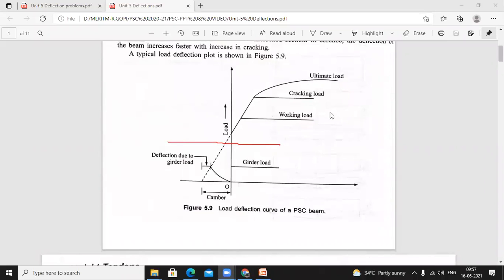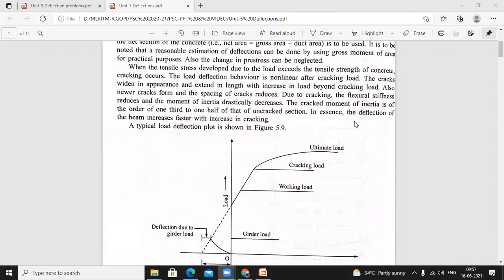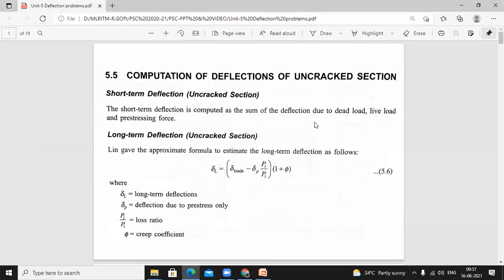So this diagram is very, very important, students. The load deflection behavior. Sometimes in the examination they will ask you to elaborate about the load deflection curve of the prestressed concrete beam. So you have to draw this diagram and explain it. Okay, students, now we will go to the problems.